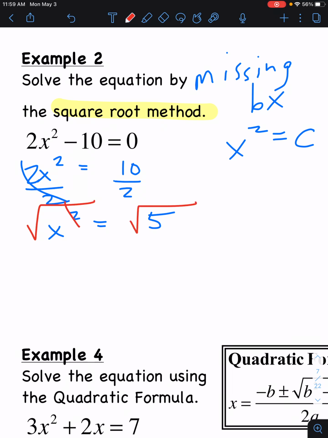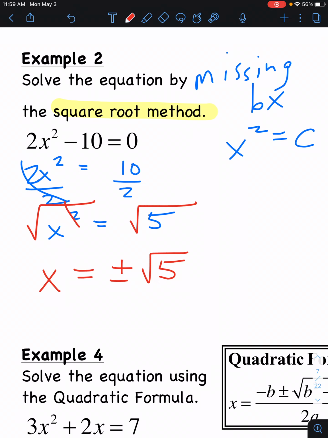So that cancels the exponent, bringing down x by itself. And then you put a plus minus in front, and then you try to simplify the radical. The square root of 5, however, cannot be simplified. And just a heads up, we do not want decimal form. All of our answers must be in the simplest radical form.